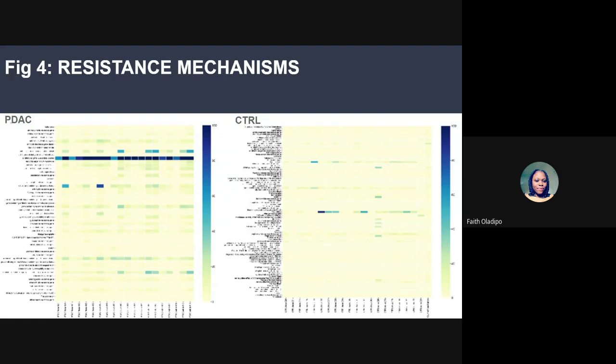Then we carried out resistance mechanism analysis. The essence of this resistance mechanism is to check the classifications of the organism, how they contribute, the impact of the cancer treatment, and the antibiotic classifications and how they contribute to the growth and the progression of the cancer in the system.